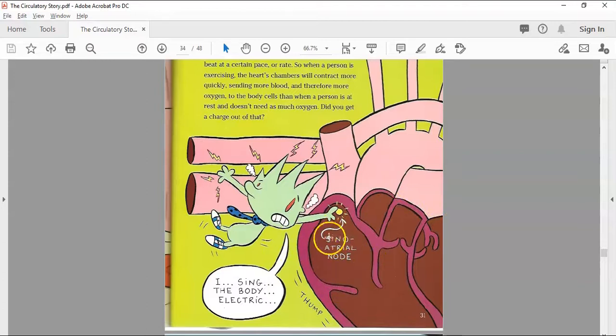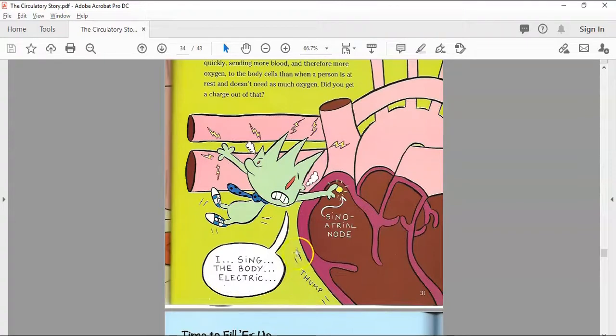Look at where the author is pointing with this illustration in this diagram. It's pointing to the sinoatrial node, I sing the body electric: thump. Ooh, what type of figurative language is that, boys and girls? Thump, boom, pow. It is onomatopoeia. Good job. Remember that because we are going to come back to that.